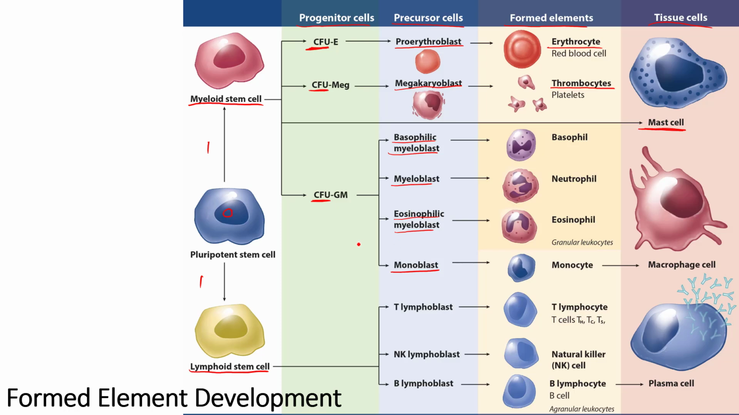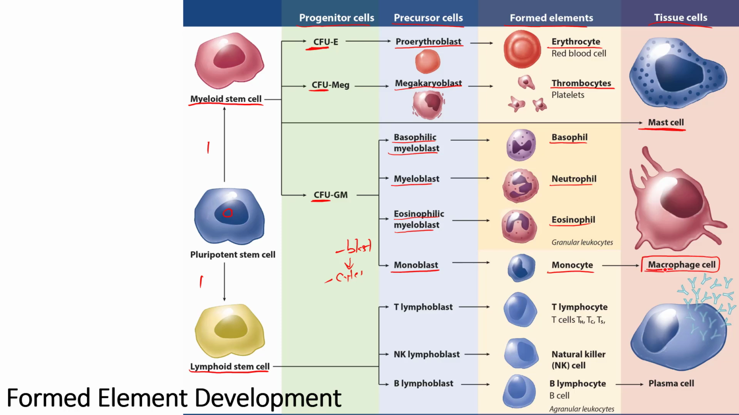I think the root here that we want to pick up on is blast. Whenever we see blast, we should think that this is an immature cell. Blasts are often going to differentiate into cytes in various tissues. So cytes are more mature cells typically. But here, they're going to differentiate into a variety of leukocytes. So basophils, neutrophils, eosinophils, which are all granular leukocytes, as well as monocytes, which can then differentiate into macrophages.